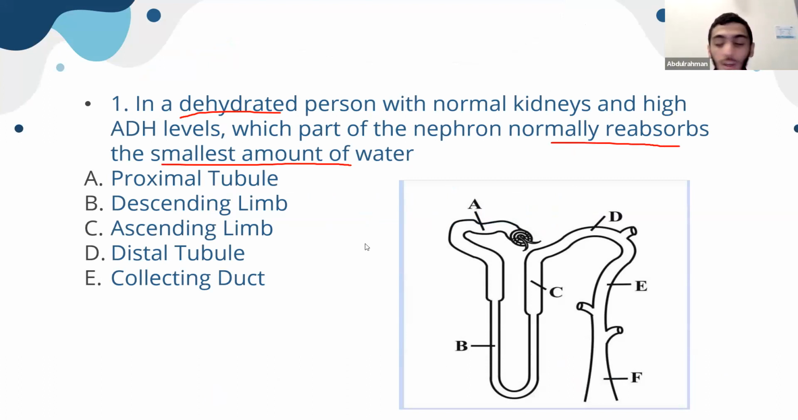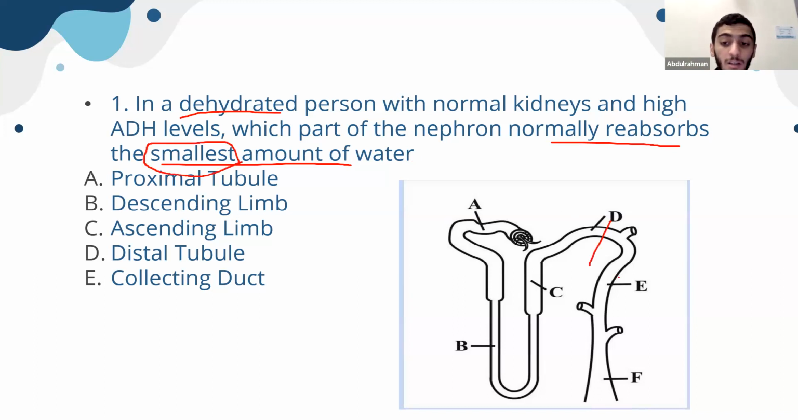But yeah, so you said B. Okay, I got a B, but try again. It's not B. Okay, I got confused. C, D, and E are for the NaCl, so no water. Yeah, exactly. You got the idea, but you misread the question. It asks for the smallest amount of water.